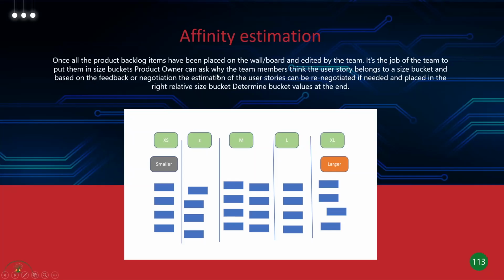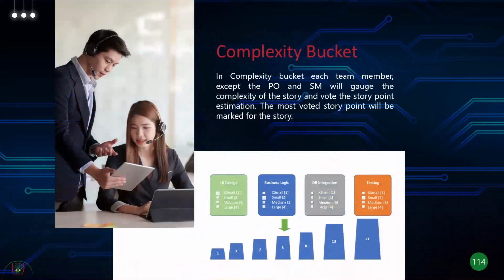The product owner, if they're present, can ask the team members why the user story belongs to a particular size bucket. Based on the team's feedback, they might negotiate with the product owner and see if it belongs to a different size bucket, or if it can be renegotiated and placed in a different relative size bucket or not. So the concept is all the same: relative sizing of your user stories and then putting them into different buckets as the team deems necessary.